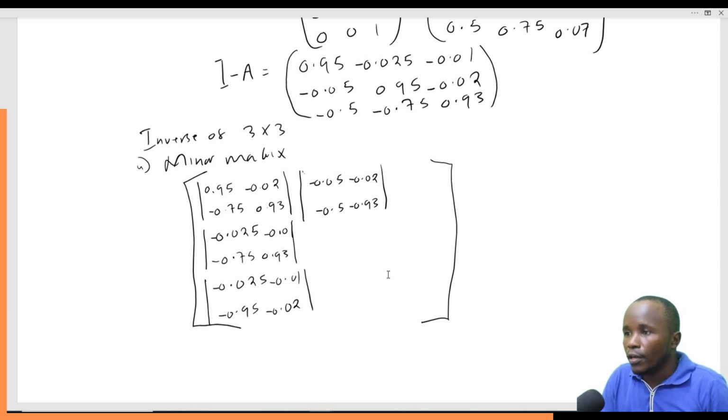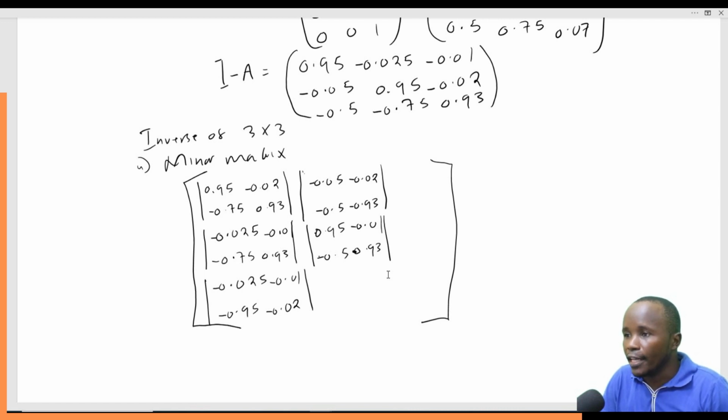Second row, second column, cancel the values touching that. This is 0.95. This one, you cancel those rows and columns touching 0.95. So what do you get? This is 0.95, 0.01, negative 0.5, and 0.93.